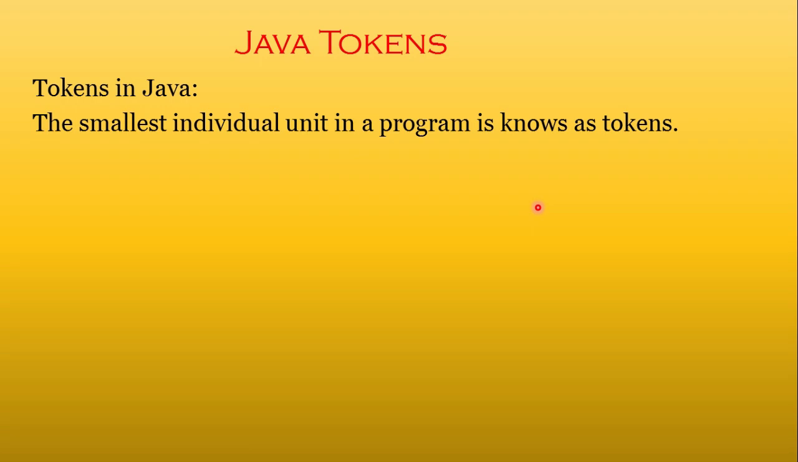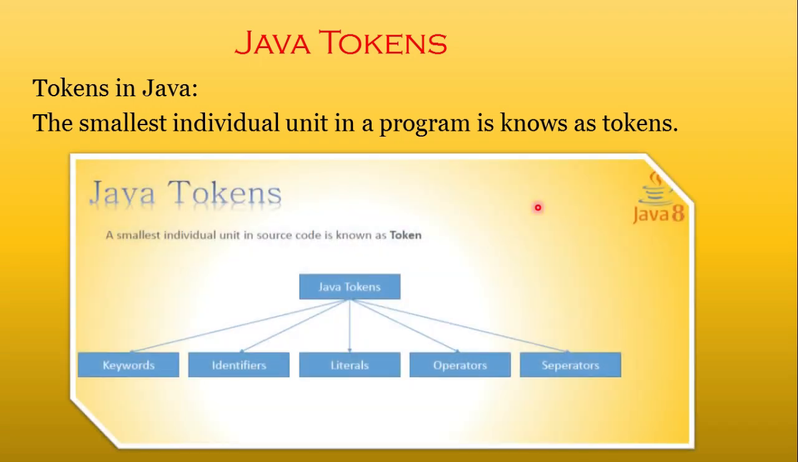Now we are going to discuss Java tokens. See the definition of token, a very simple one. The smallest individual unit in a program is known as a token. Here we are discussing computer languages, remember that. See, Java tokens can be divided into 5: keywords, identifiers, literals, operators, and separators.